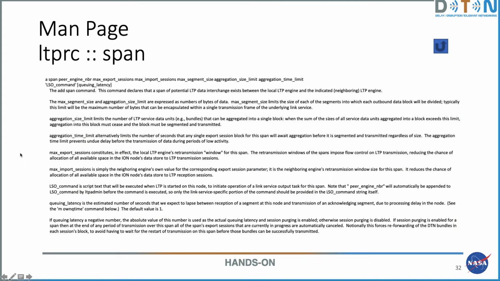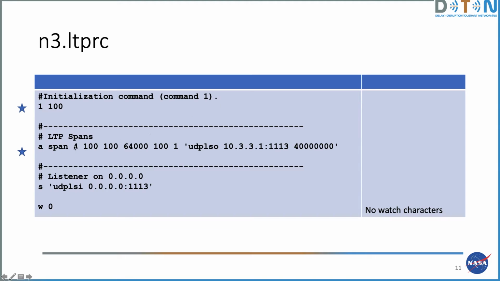I'll go back in here to the man page and pull that up. So this is add a span to a peer engine number. There's a max export sessions, a max import sessions, a segment size, an aggregation size limit, and a time limit. So this is a span to node 4.